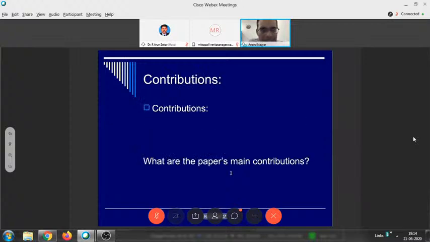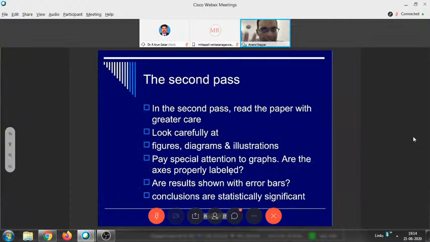Now let's come to the second pass. Now see this. Rest you can read in the presentation. In the second pass, read the paper with great care. Now you've selected 20 papers, saying, okay sir, these papers I passed, I will read these papers.